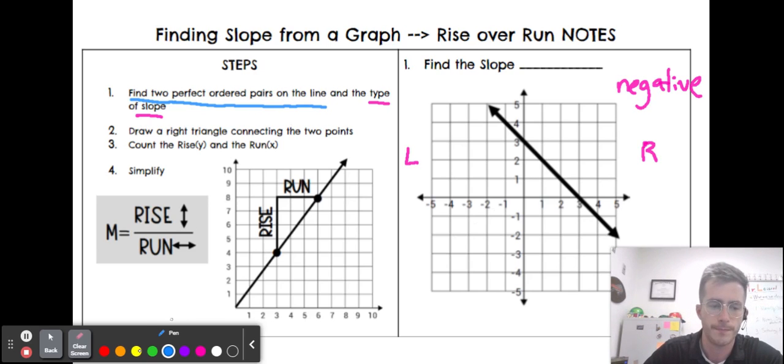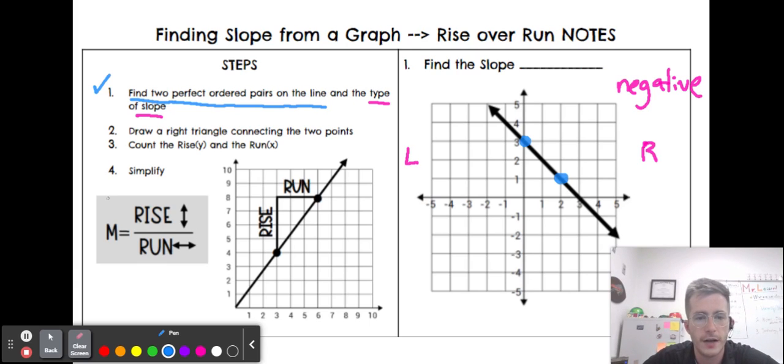So what I mean by that, check out this one right here. See how it's perfectly going through this exact point here using the y-axis and then this horizontal line that's also going through it. That's exactly the types of points that I'm looking for. So I'm going to choose here. And then it looks as though we have a lot of different points to choose from. I'm going to go ahead and just select this one right here. All right, so step number 1, complete. I found 2 perfect ordered pairs and found the type of slope, negative.